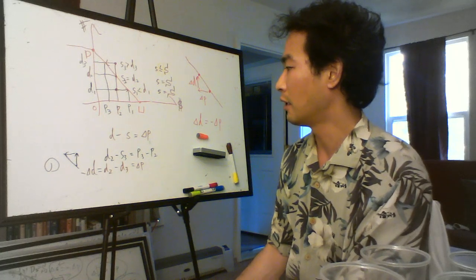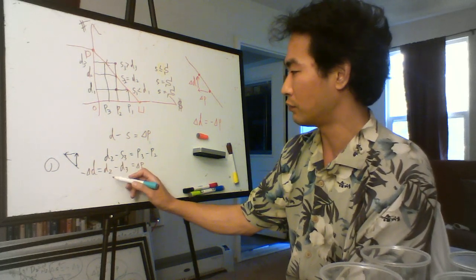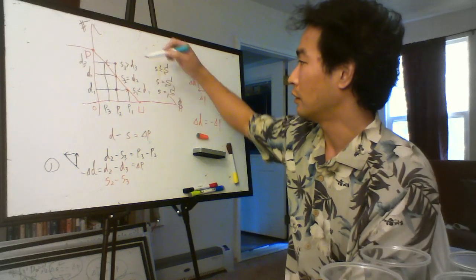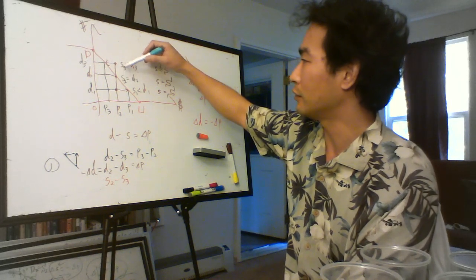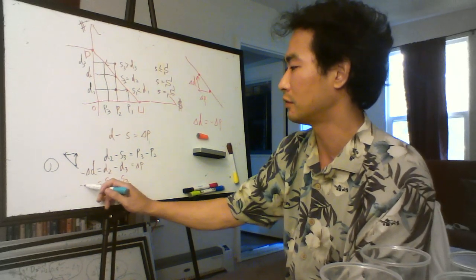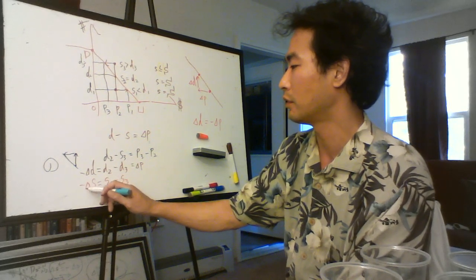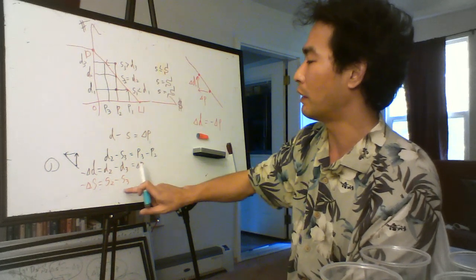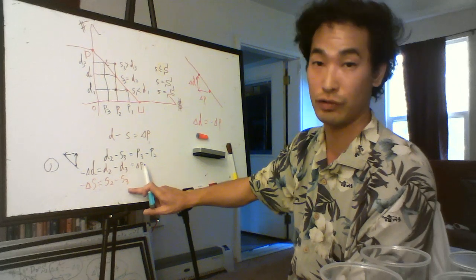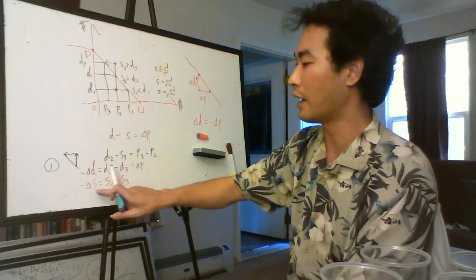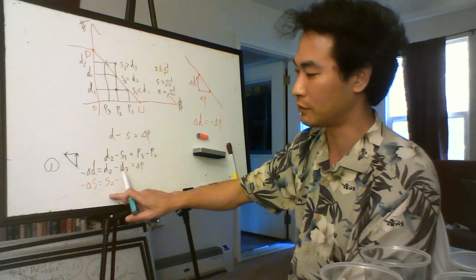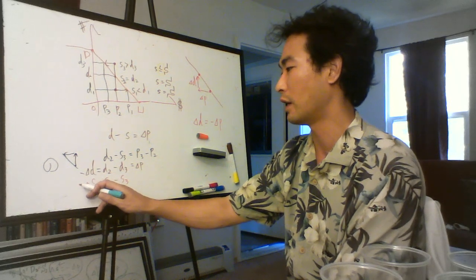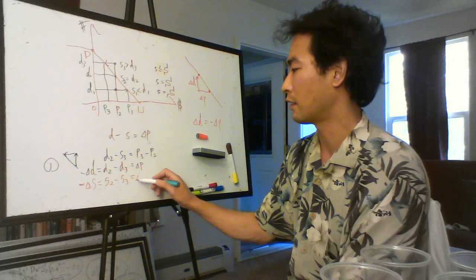Next, D2 is same as what? S2, right? So S2 minus S3. Now what is that? S2 minus S3. This is also equal to minus delta S. Why? Because we are subtracting S2 minus S3. It's like past minus future. But delta S is future minus past. It's S3 minus S2. We are switching the order, so that's why we have to put a negative sign here. Okay?